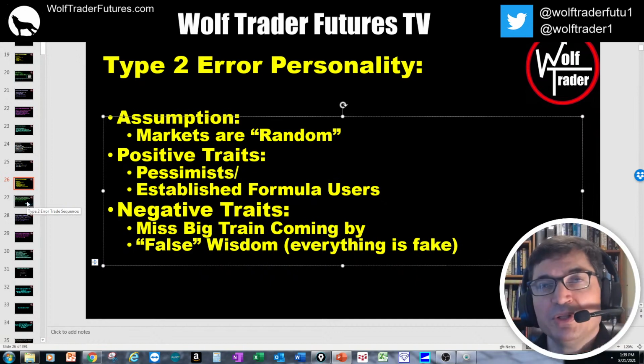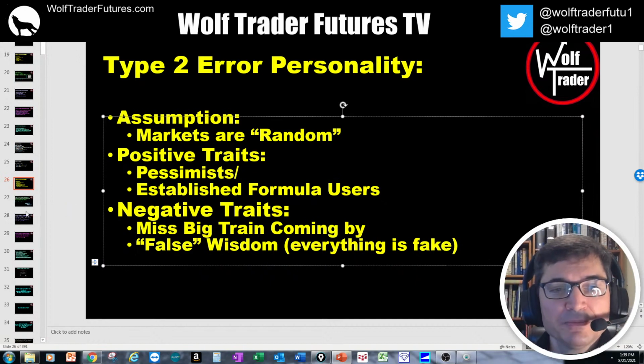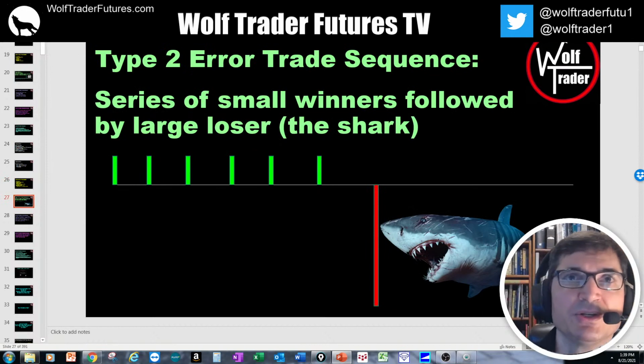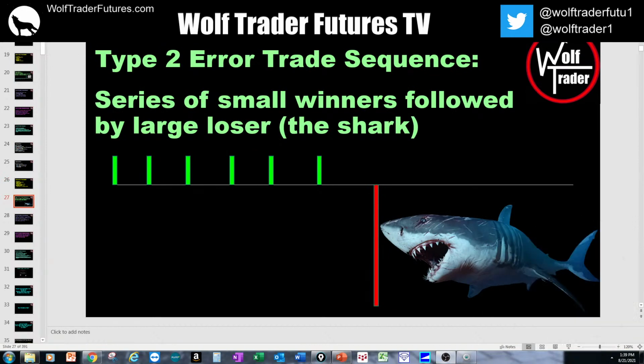Okay, so I just want to put this out here now. What does this look like? Well, here's what it looks like. I got my picture of the shark here. So the type 2 error trade sequence: you're going to get a series of small gains, and you're going to think that you're some type of genius. And then the shark's going to come, and you're going to be devastated. Okay? And I promise you the shark will come.